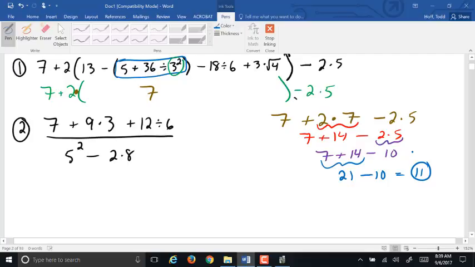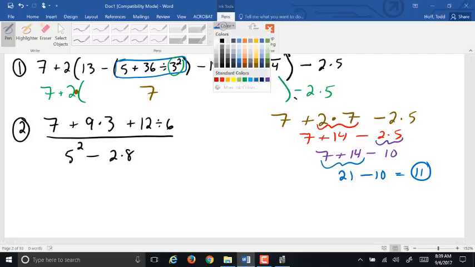How many of you had 11 for that one? It's not bad. Not the greatest batting average, but I've had worse.